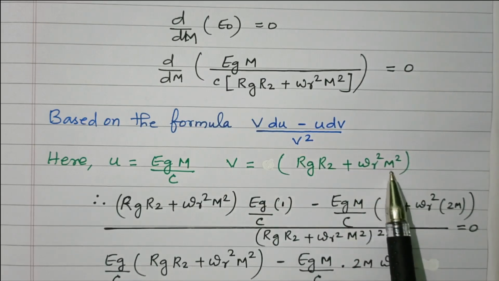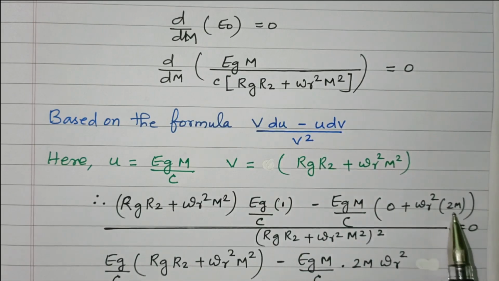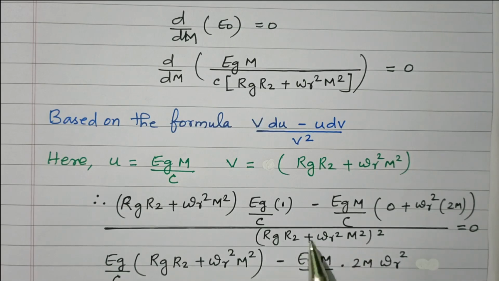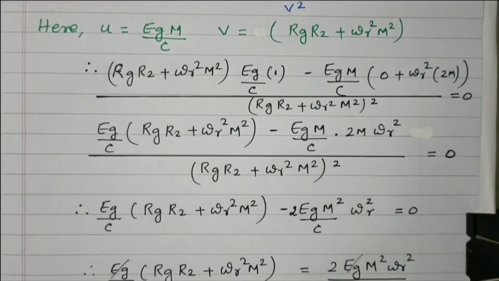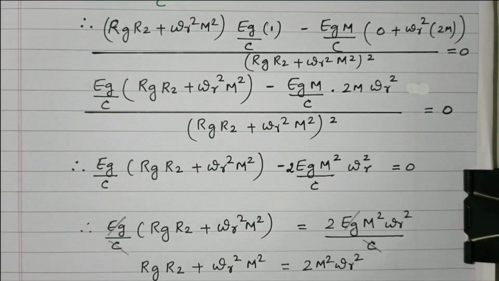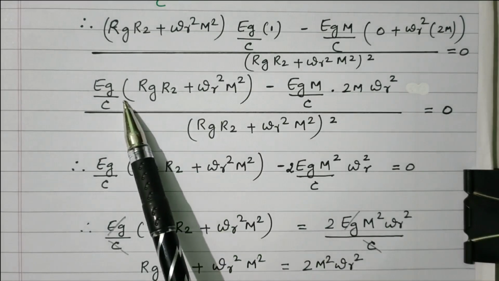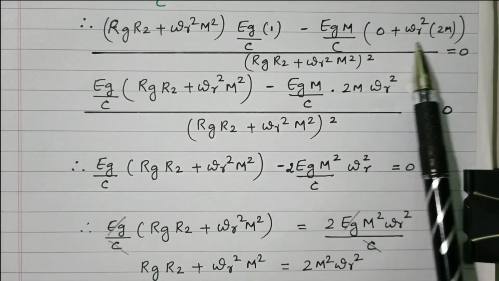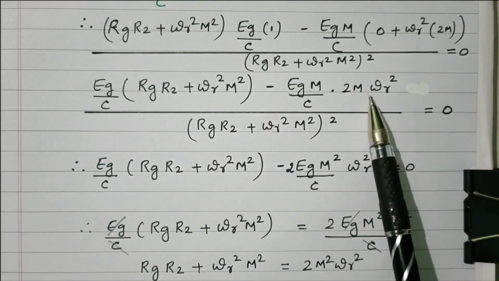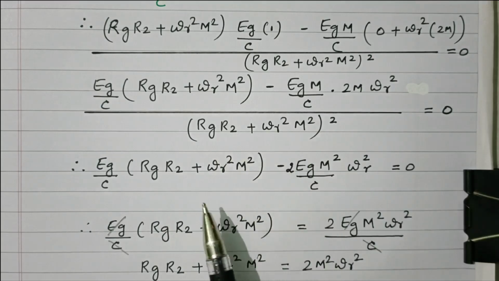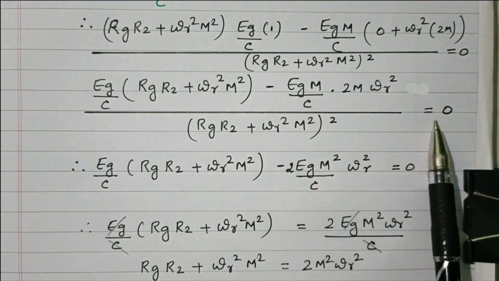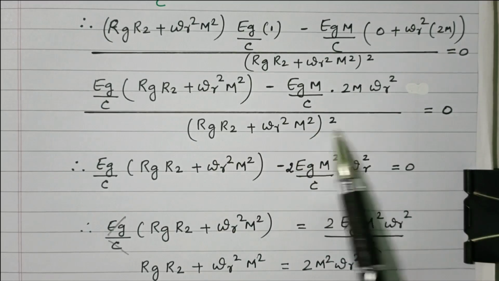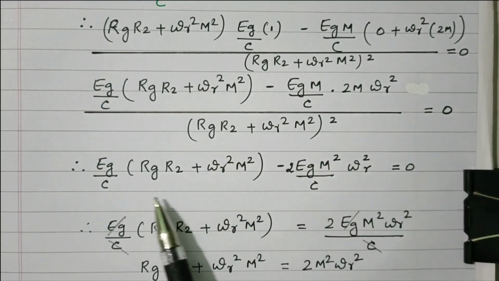Here M square is available, differentiation of M square is 2M. Then that is equated to 0 divided by V square. This is V square. Now we'll go for the further simplification so that we'll get the condition for maximum output voltage. Right. So this term is Eg divided by C minus this term is 0, so that we have 2m into omega R square divided by V square. This V square is equal to 0, so while multiplying this term with 0, it becomes 0 only.